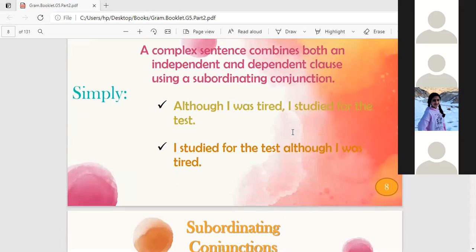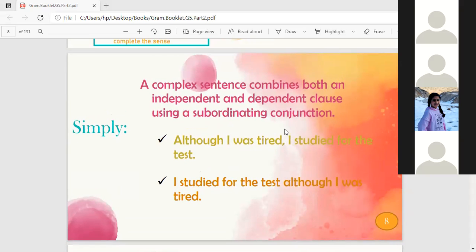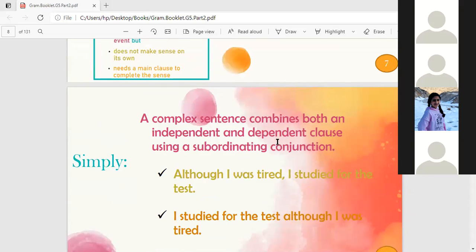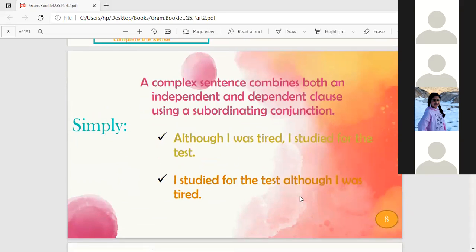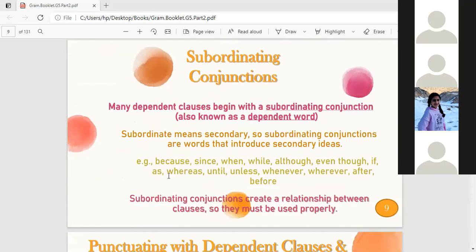Okay. So when we combine the dependent and the independent clauses together with the subordinating conjunctions, we make a complex sentence. And again, I repeat, when we start with the dependent clause, we have to add a comma after the dependent clause. But when we start with the independent clause, we must not add a comma. Examples of the subordinating conjunctions that you're going to use are because, since, when, while, although, even though, if, as, whereas, until, unless, etc.